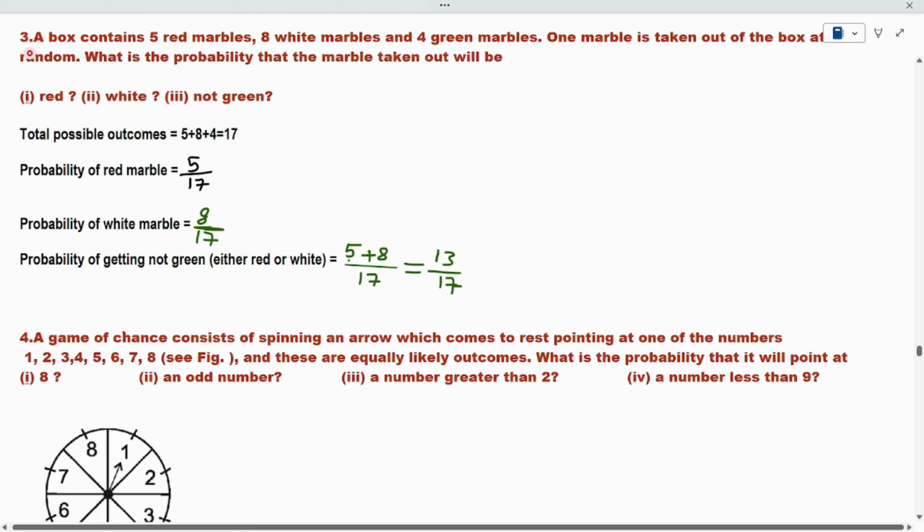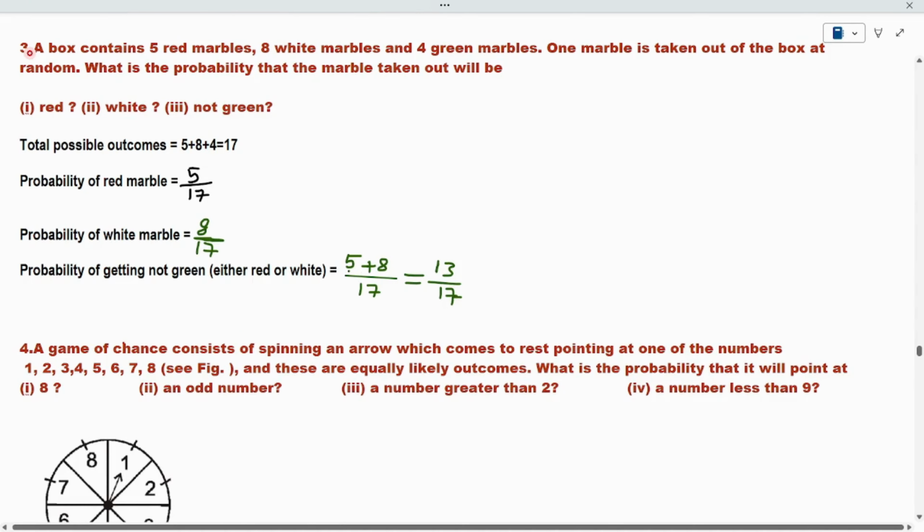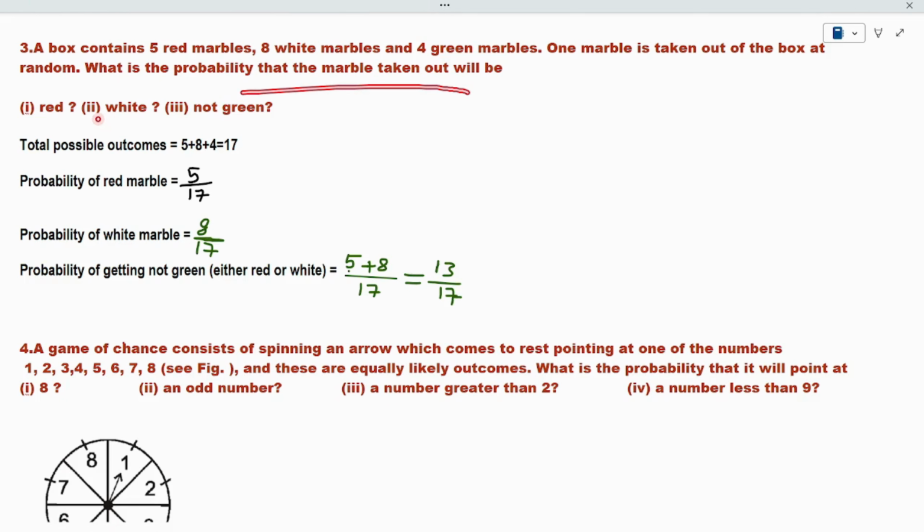Now, coming to the third problem. A box contains 5 red marbles, 8 white marbles, and 4 green marbles. One marble is taken out from the box at random. What is the probability that the marble taken out will be red, white, and not green? Total 17 marbles I have.